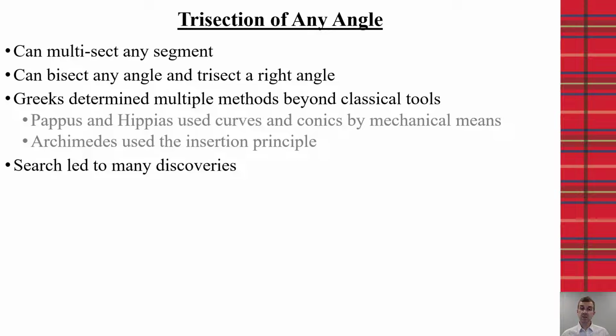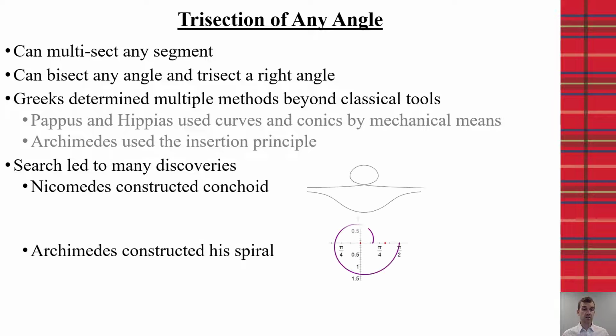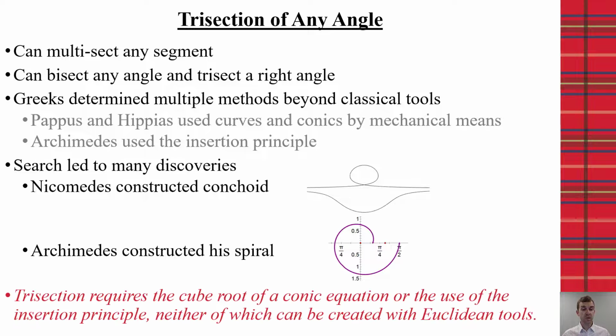And it helped lead, though, to many different discoveries. So even though these three problems were not possible with the classical Euclidean tools, they did lead to many mathematical discoveries. For example, Nicomedes was able to construct the conchoid, and Archimedes was able to construct the Archimedean spiral. Now, the reason trisection cannot occur is that you have to use a cube root of a conic equation, or you have to use the insertion principle. Both of those will end up violating the ability to use the Euclidean tools.